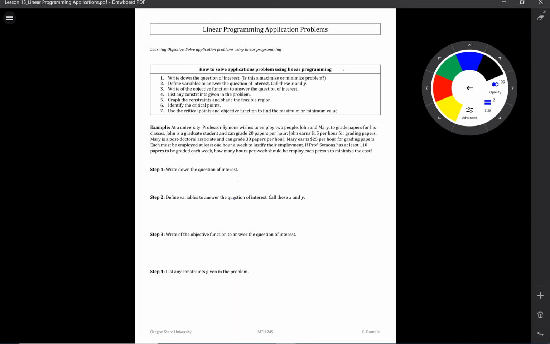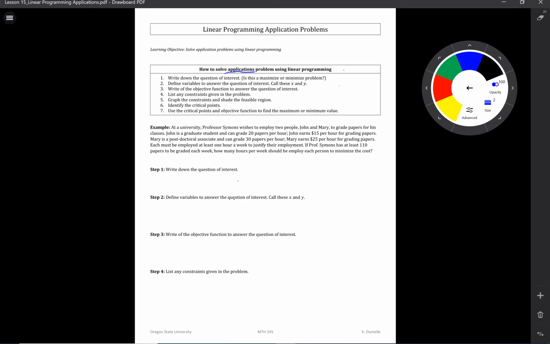I know that for a lot of us, word problems can be confusing and dense and a little bit overwhelming, and I understand that. But hopefully by the end of this, you'll feel a little bit less overwhelmed. So in order to solve these applications, that's just a fancy name for word problems, using linear programming, this is what we do.